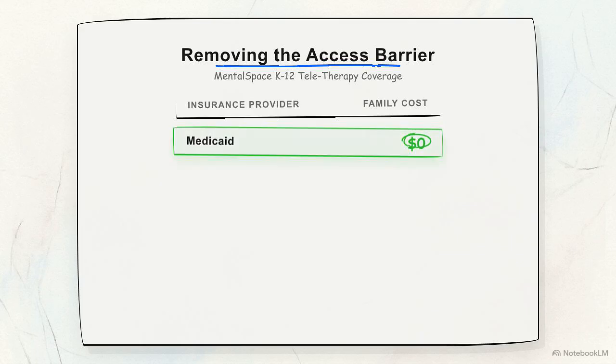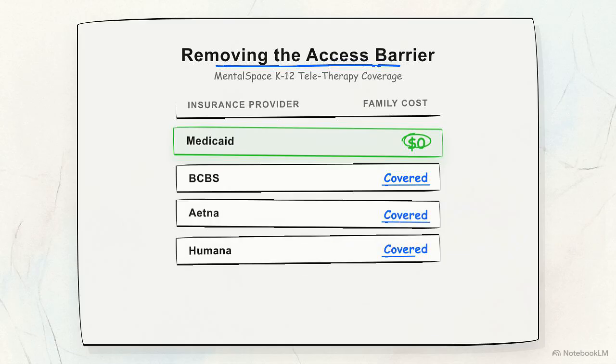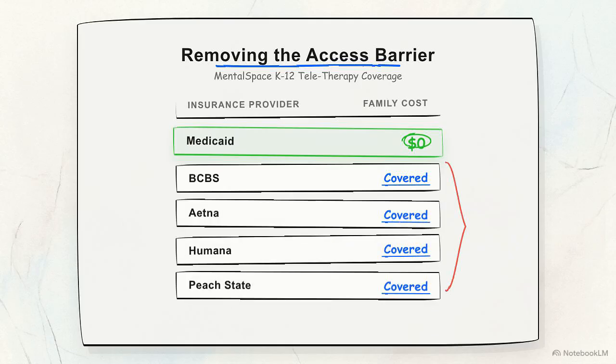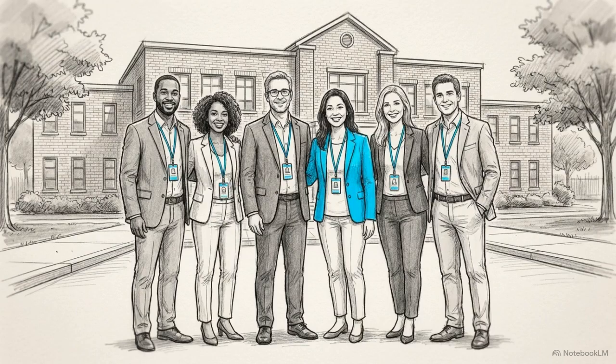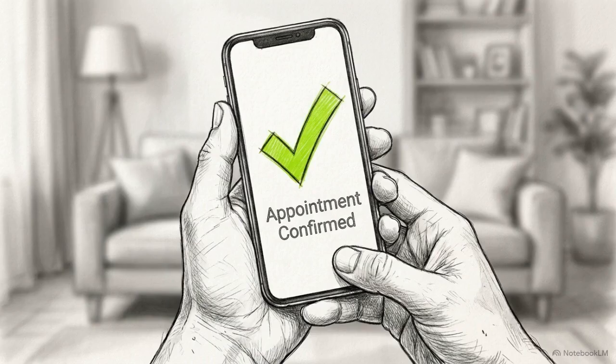Reaching vulnerable populations requires a $0 cost footprint for families on Medicaid. Integrating broad commercial coverage, including BCBS, Aetna, Humana, and Peach State, ensures district-wide viability across all socioeconomic levels. Assigning dedicated therapist teams to specific schools provides consistency that randomized telehealth pools cannot match. Clinical evidence is effective only when paired with infrastructure that guarantees zero-friction access for the family.